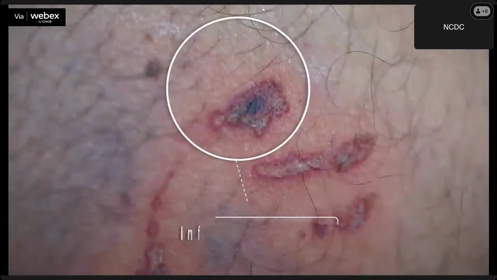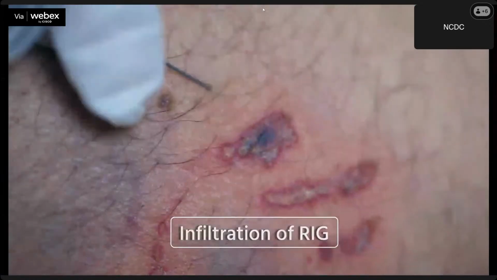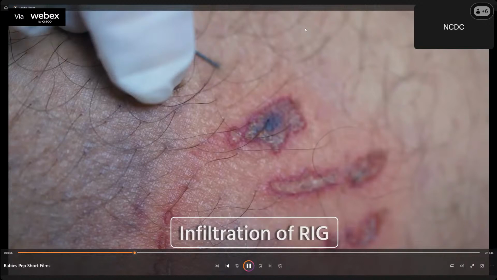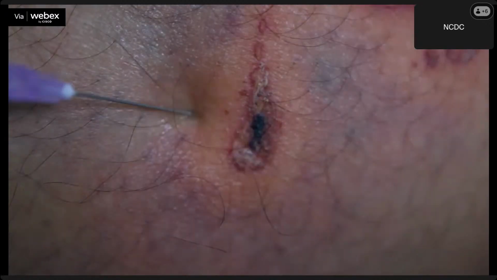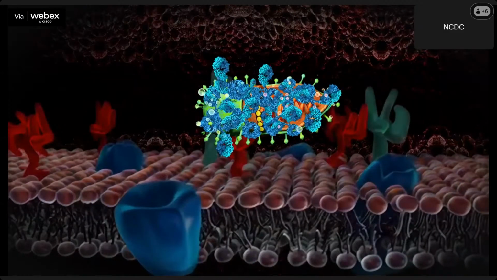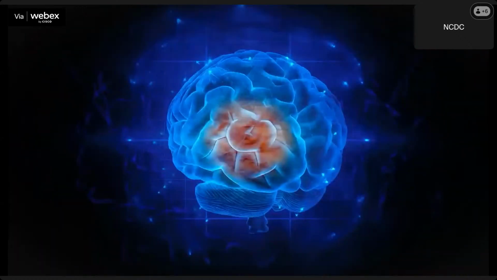RIG should be administered to all patients with category 3 exposure because it provides passive immunity in the form of ready-made antibodies before the victim can produce their own antibodies as a result of vaccination. RIG stops the growth of virus at the site of exposure and inhibits the virus attacking the nervous system of the body. There are two types of RIGs.